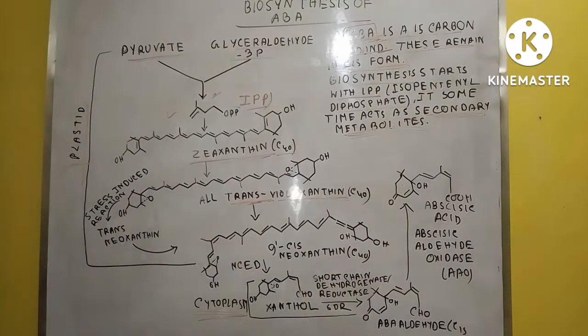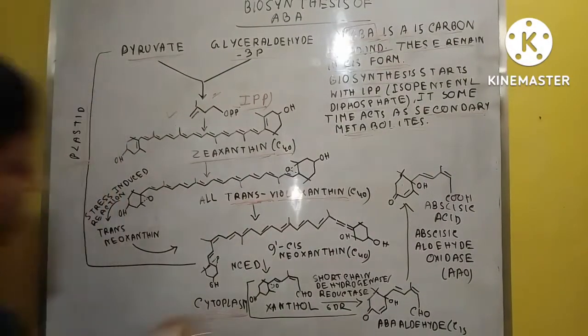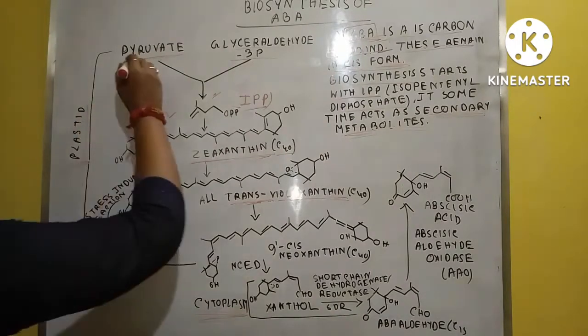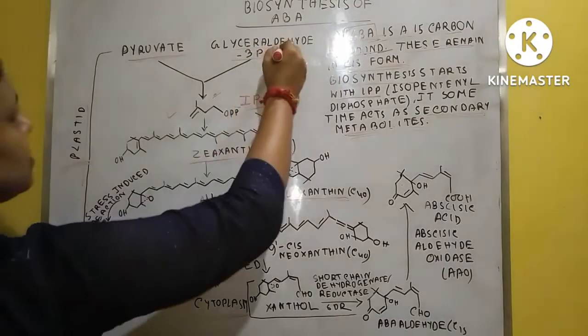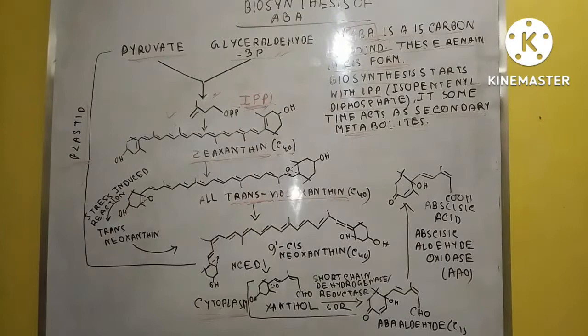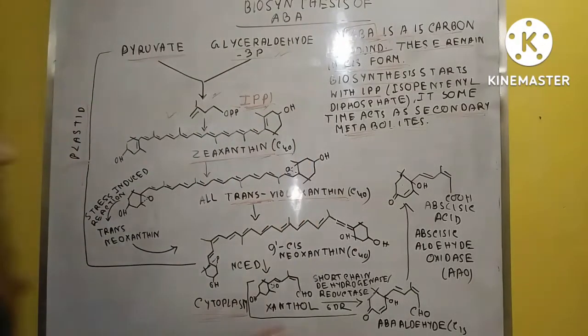And here is the biosynthesis of the abscisic acid, how is that possible? The two regions, the plastid and the cytoplasm, are both very important regions where the complete biosynthesis process of the ABA occurs. First, pyruvate and glyceraldehyde 3-phosphate are added to form the IPP, isopentenyl diphosphate. Clear? That is the actual precursor of the abscisic acid.